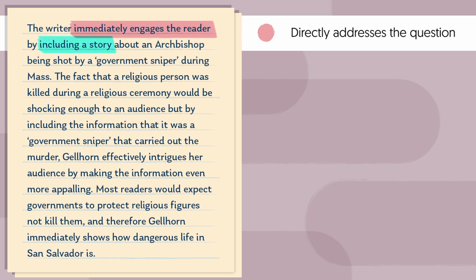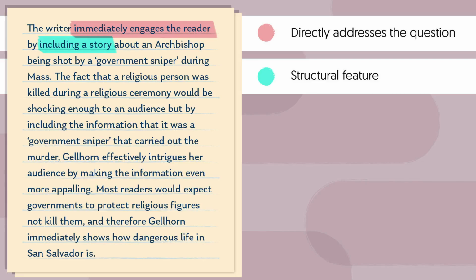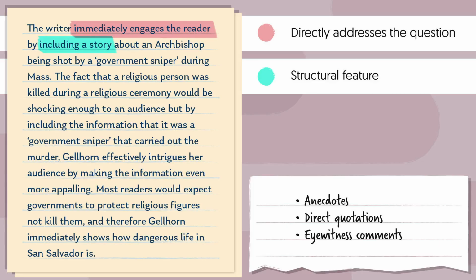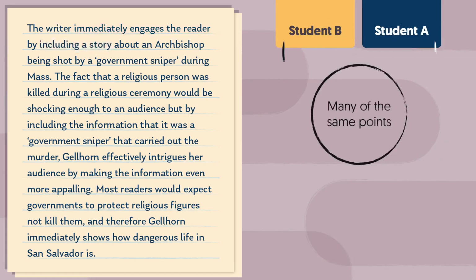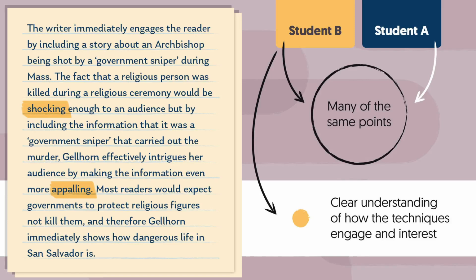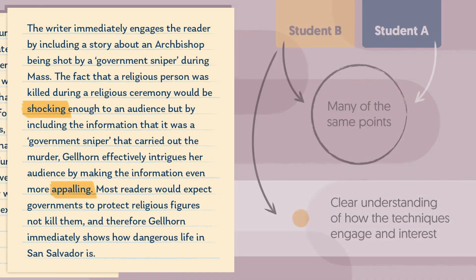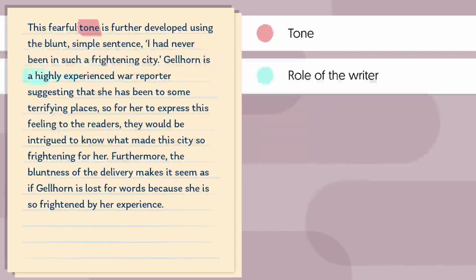By analysing Gellhorn's choice to include the story about the Archbishop, the student is actually discussing a structural feature. Anecdotes, direct quotations, and eyewitness comments can all be classed as structural elements of a text if analysed properly. Although student B uses many of the same points as student A, by saying things like, "the reader would find things shocking and appalling," there is a clear understanding of how the techniques are working to engage and interest the reader. This response also discusses tone and links to the role of the writer herself, which helps show a greater understanding of how the text works as a whole.